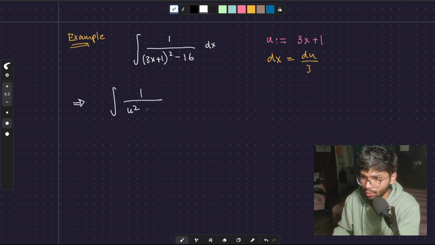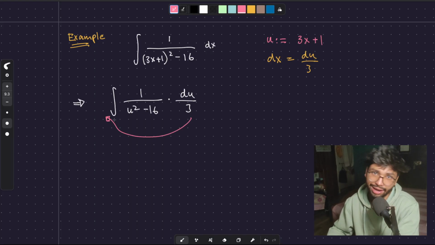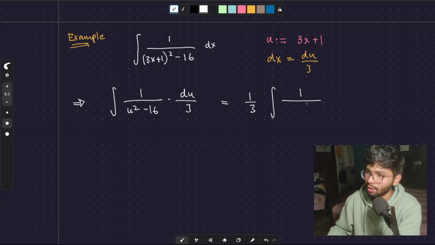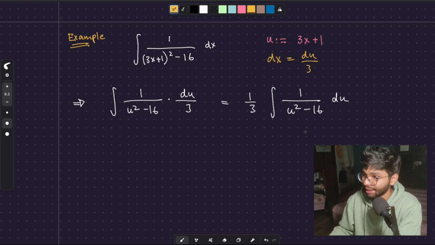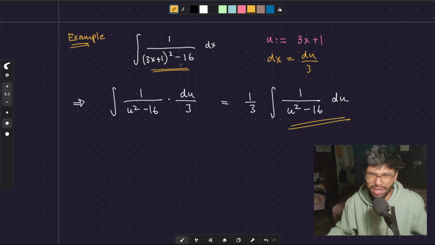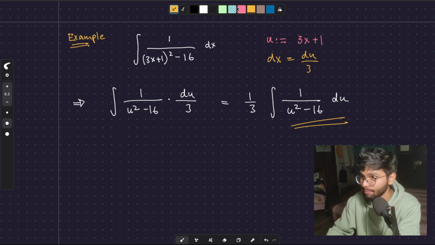1 over u squared minus 16 and du over 3. Great. We can factor this 3 out. So 1 over 3, the integral of 1 over u squared minus 16 du. Again, we have the integral in the form that we want instead of this weird thingy. We know what to do now. We know the a, because a is just the square root of 16. That's 4, right? So it's going to be pretty easy.